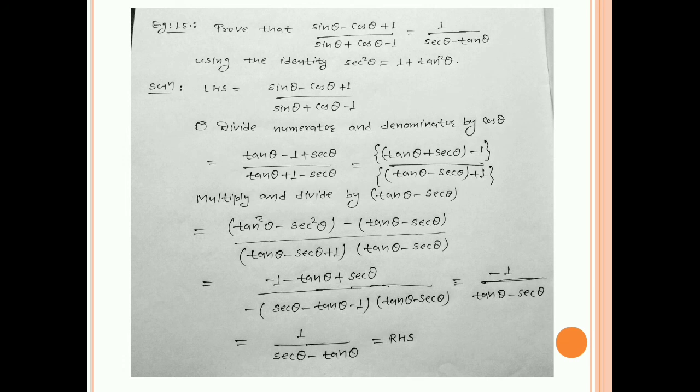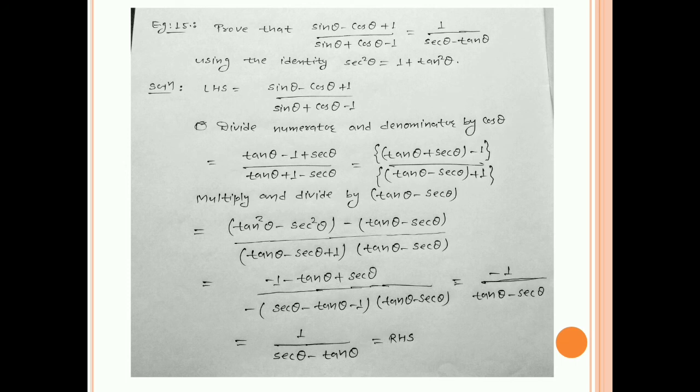in the numerator, if we multiply by tan theta minus sec theta, then we will get (tan theta minus sec theta) into (tan theta plus sec theta). So we have got the (a minus b) into (a plus b) format, which gives a square minus b square. Here a is tan theta and b is sec theta. So we will get (tan square theta minus sec square theta minus 1) into (tan theta minus sec theta). In the denominator we will get (tan theta minus sec theta plus 1) into (tan theta minus sec theta).